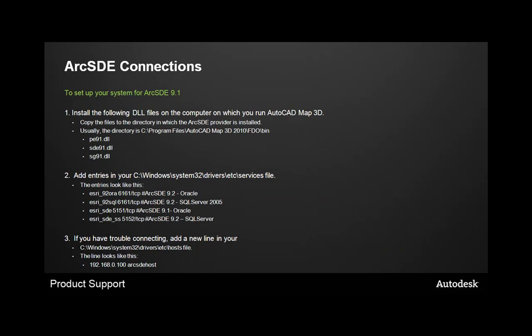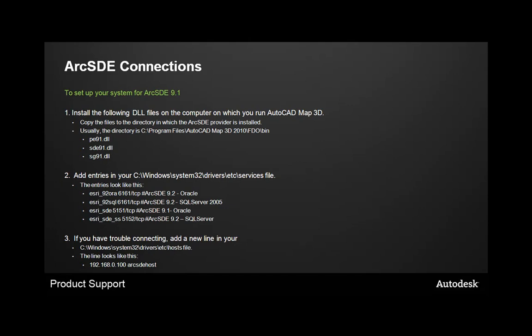To set up your system for an instance or ArcSDE service connection for 9.1, you want to make sure that you have the three 9.1 DLLs, which are PE91, SDE91, and SG91, inside the Program Files folder for your AutoCAD Map 3D software. Whether it's 2008, 2009, 2010, or even 2011, there's a folder off that install folder called FDO and then a subfolder called bin. You want those to be located in there. So you're going to copy them from your ESRI program files into the Map 3D program files.